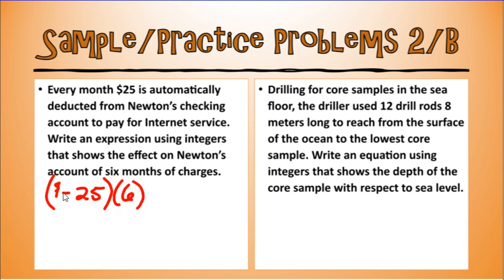So you would take your negative 25 times your 6, and that would give us a negative 150. So it would be a change of negative $150 after the 6 months.